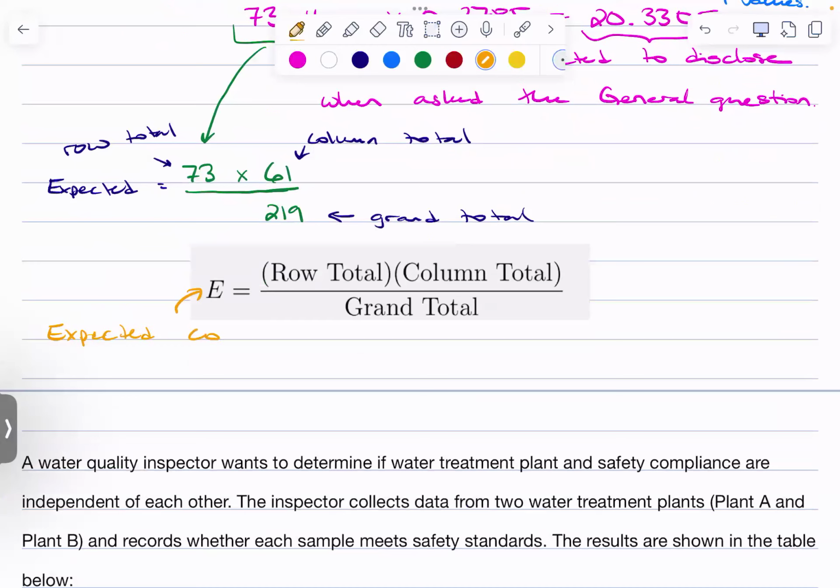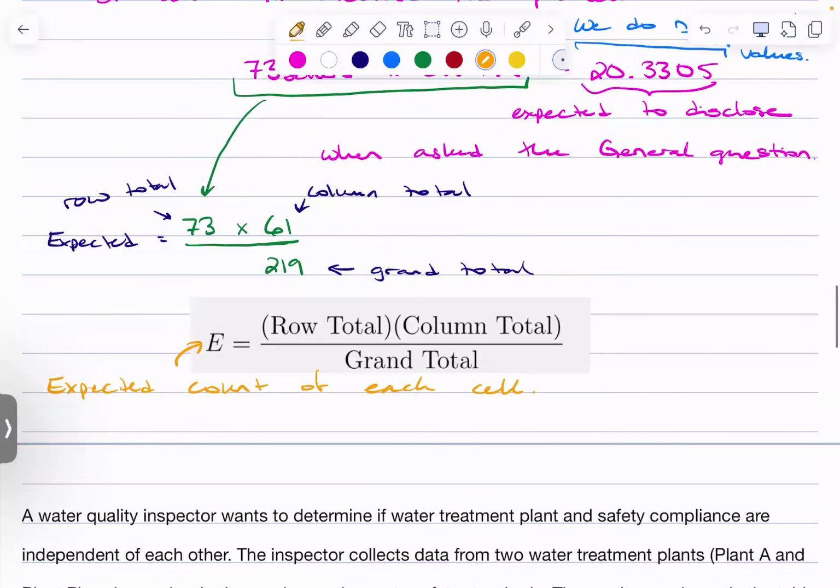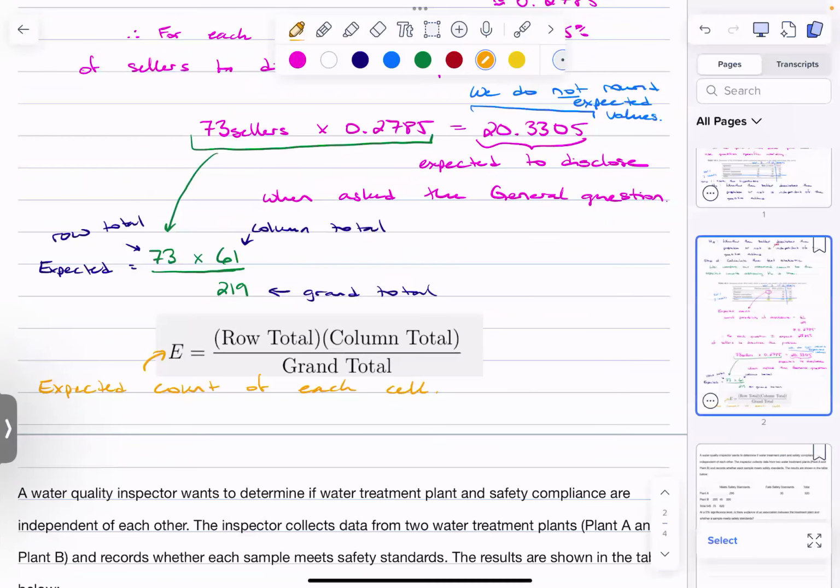Expected count of each cell. So you're going to be able to calculate the expected counts, and definitely a task for Excel, right? We can do it by hand, but I'll show you some Excel options.